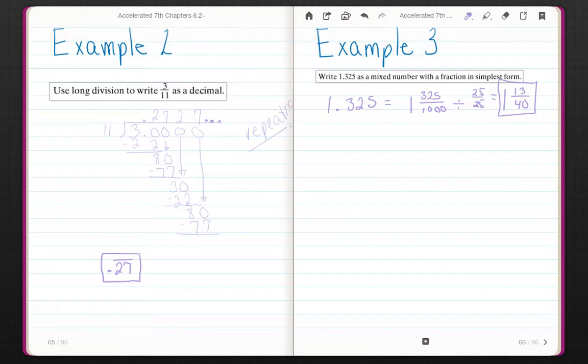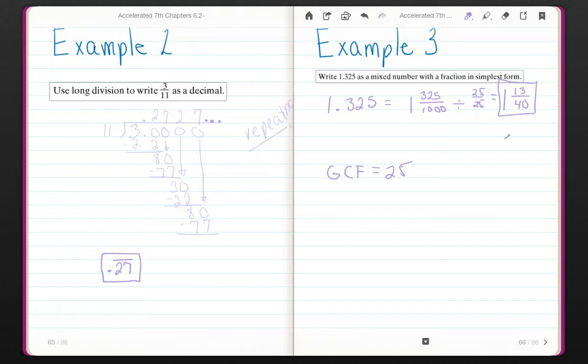Now, I knew that 25 was the greatest common factor, the GCF. If you didn't, you can just look for a common factor. Okay, I know that 5 is a common factor, so you could have divided by 5 and then looked at your new answer. Do they have any common factors? I knew that the greatest common factor was 25, so I was able to simplify in one step.